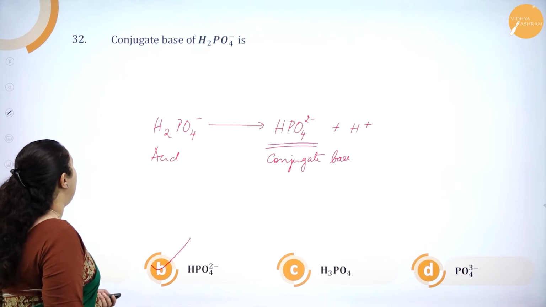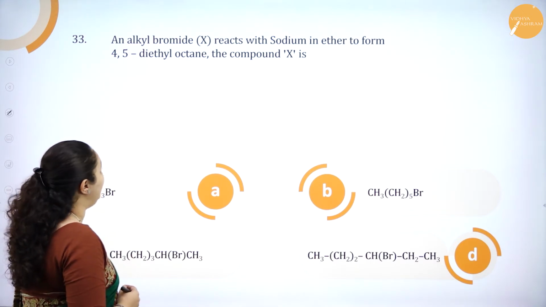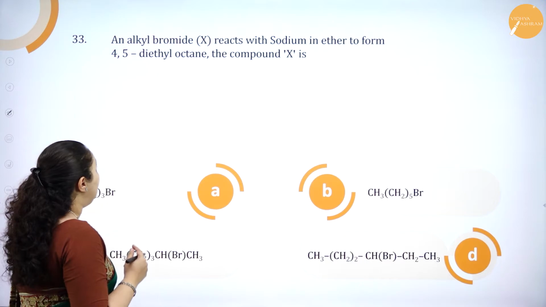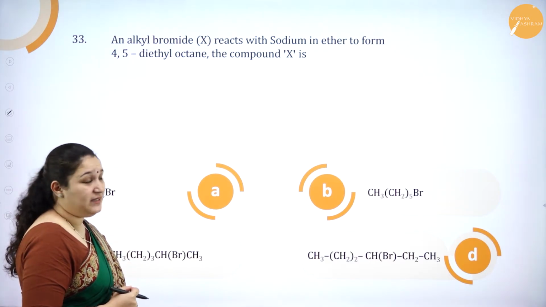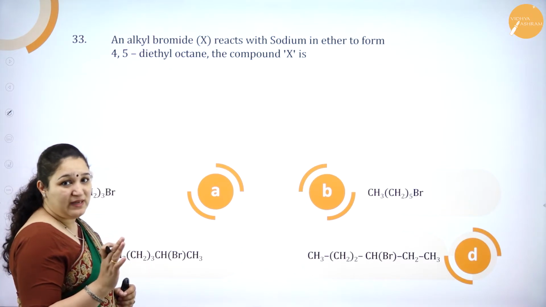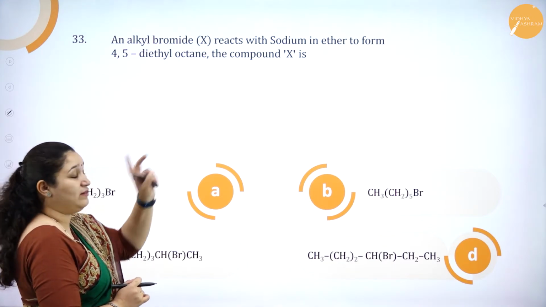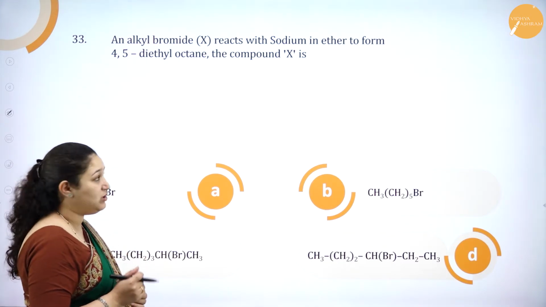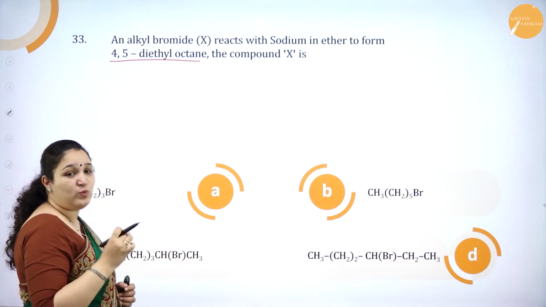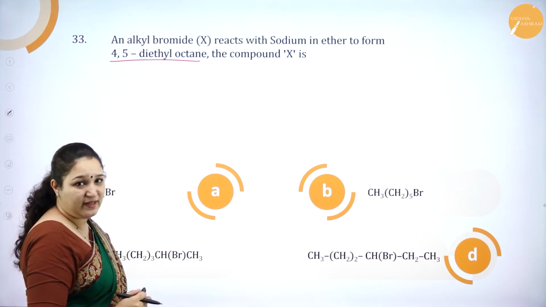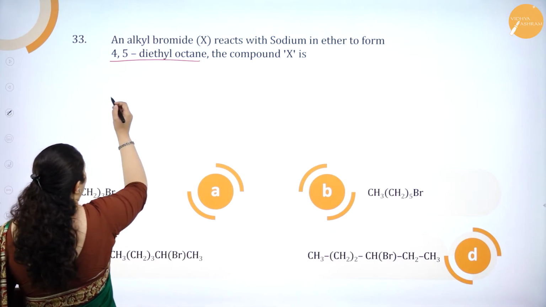Correct? Okay. Next question. An alkyl bromide X reacts with sodium in ether to form 4,5 diethyl octane. The compound X is. So what is it? Some alkyl bromide is there which is called X. That undergoes Wurtz reaction. You can see sodium with ether. That means it is Wurtz reaction to give an alkane. This is the alkane which is formed. So we have to find out which is that alkyl bromide which is reacting. What we can do is we write the product and see where exactly the link can be formed.